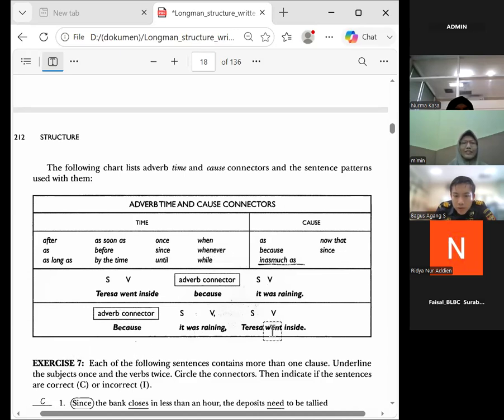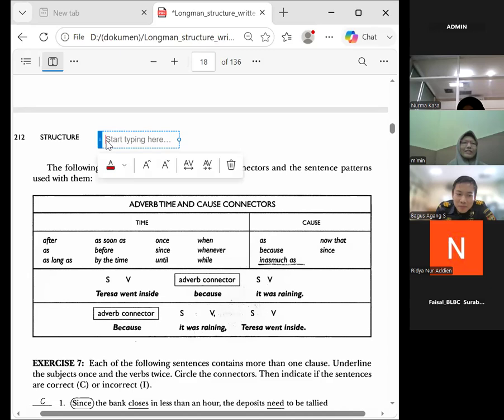Since for time means sejak, and the cause is since, same as because, maybe karena. Yes, very good. In a sentence, can you possibly give an example? Kak Bagus. Okay, all right. Now let me give you an example. I'm going to write a sentence and please tell me whether it is an adverb time connector or a cause connector. All right.